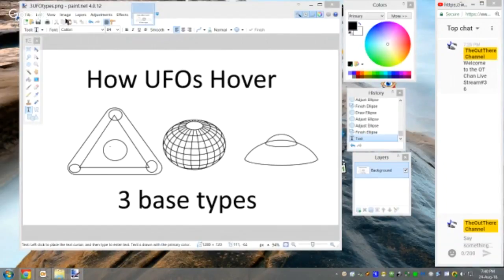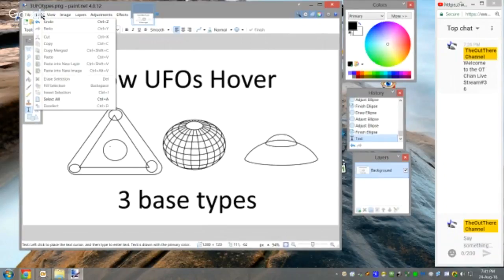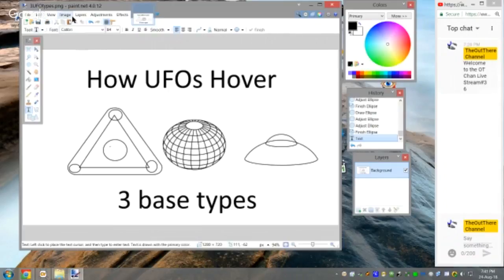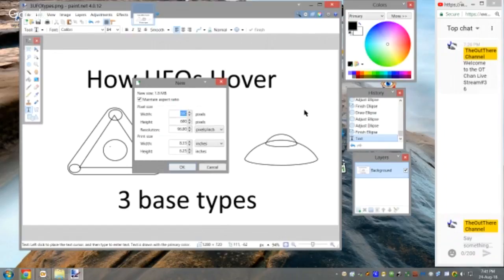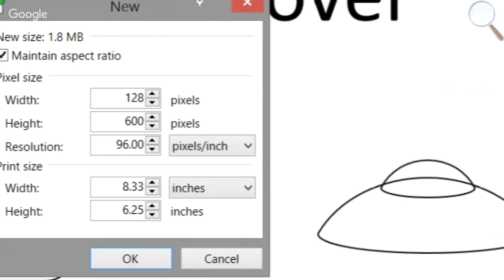So first of all, we need to do another slide. And a new slide. It's got the wrong size for some reason. 1280.